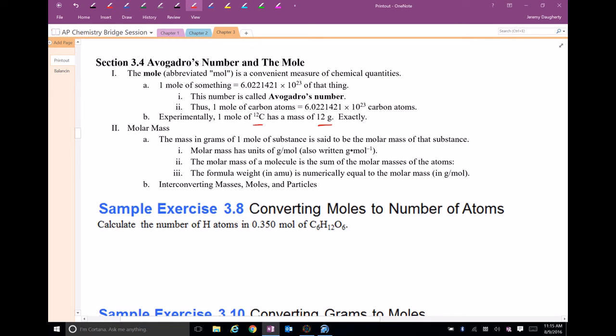The AP, they don't often write grams per mole like that. They'll do grams, moles to the negative first. So just be aware of that. I use that a lot too, just so you're comfortable with it by the time we get around to it.